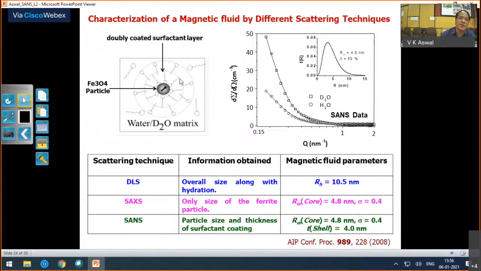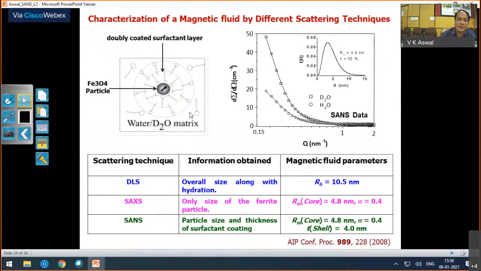And basically, this example is on a magnetic fluid, which is nothing but a suspension of magnetic particles in a carrier liquid like water. And since these are magnetic particles, if you don't do anything with them and just want to disperse them, they will aggregate because of magnetic interaction. So what you do is either provide some charge on them or provide a coating of some polymer or surfactant around them so that you can provide a steric repulsion. So basically, in this example, what you have is a double coating of surfactant around the magnetic nanoparticle to avoid their coagulation against magnetic interaction.